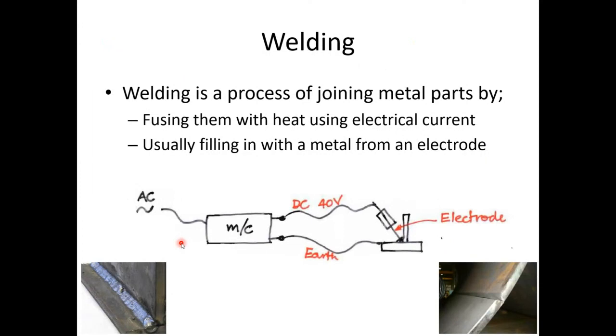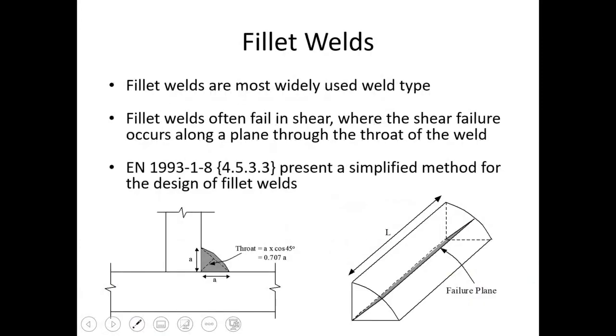Okay, so then on to welded connections. Welding is the process of joining metal parts by fusing them with heat using electrical current. So we have 2 pieces of steel here, and to fuse them together we put an electric current going through, and we're going to fill the joint with metal from the electrode. The electrode is connected here onto the welder, and we pass electric current to the electrode, and that's going to deposit filler material, weld material, in there, and it's going to fuse the 2 elements together. The fillet weld is the most widely used, as I mentioned previously.